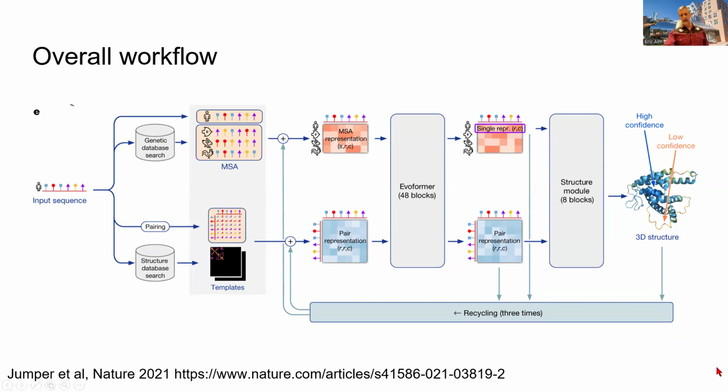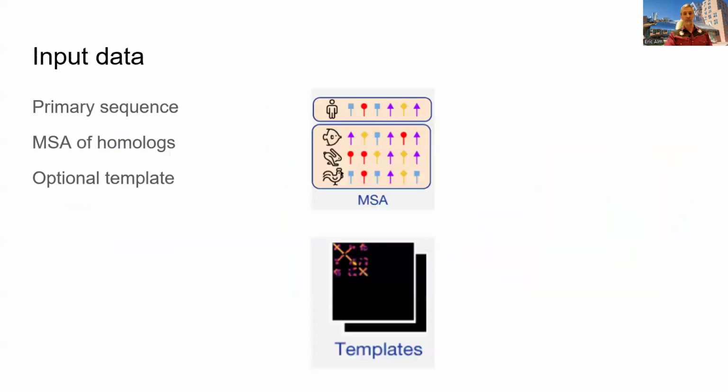And I think that structure is then fed back in, and the whole cycle is looped over 3 different times. Okay, so what's the input data? The input data is going to be a primary sequence, and then if it's available, a multiple sequence alignment of homologs, and that turns out to be fairly important, and then optionally a structural template.